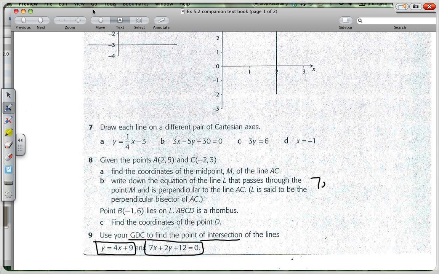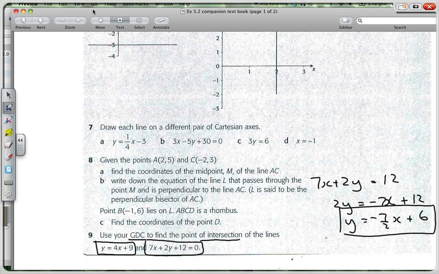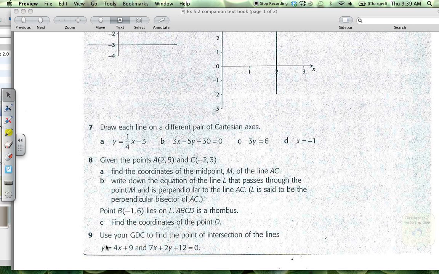So you've got 7x plus 2y is equal to 12. So you're going to get 2y is equal to minus 7x plus 12. You're going to divide by 2, so it's y equals minus 7 over 2 x plus 6. And then you will plot that. Where the two intersect will be the solution that would solve those two equations.